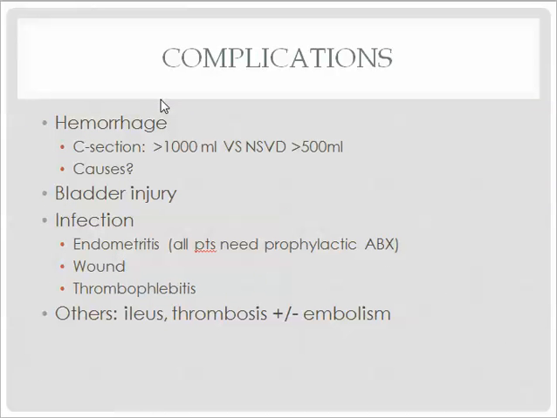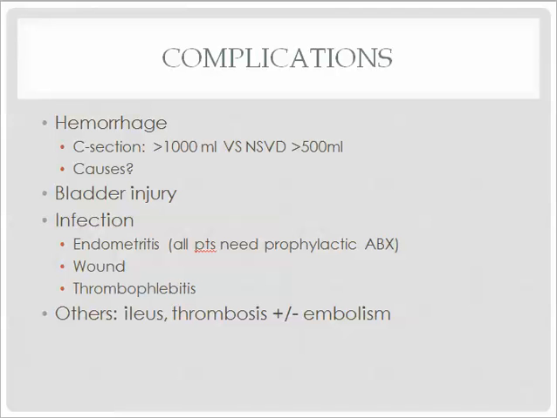So, complications. Hemorrhage: it's good to note that the definition for hemorrhage in C-section is 1,000 milliliters, versus in a vaginal delivery it's only 500. What are some of the causes of hemorrhage that we could brainstorm? What would be a cause of a big scary hemorrhage? That would be if you incised the uterine vessels or extended the hysterotomy into the uterine vessels. You could also have uterine atony, which is a cause of hemorrhage in all deliveries. And then you could have placental problems like placenta accreta.